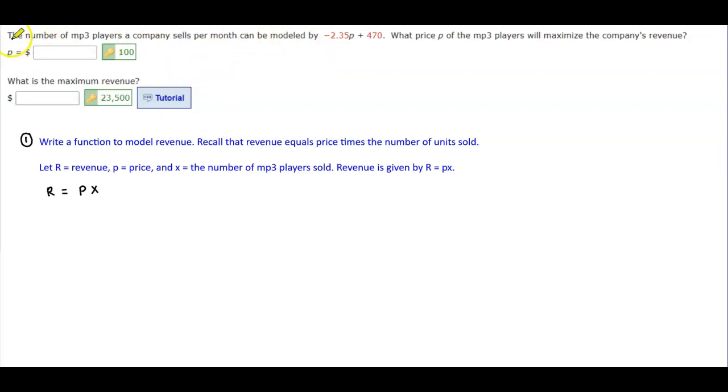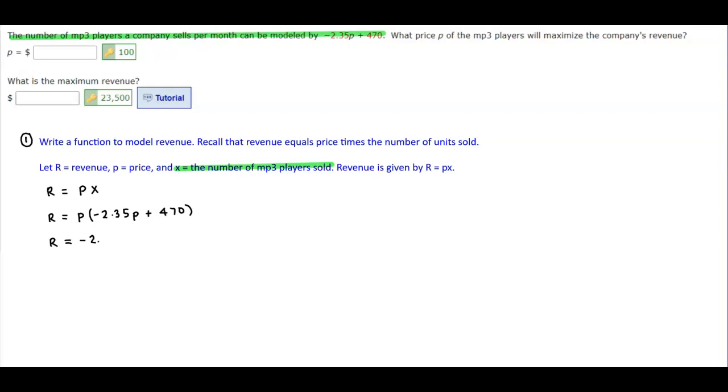The question tells us that the number of MP3 players a company sells per month can be modeled by that equation, which is negative 2.35p plus 470. That represents X, so we're going to replace X with that equation. So for step 1, we have R, which is equal to P times negative 2.35p plus 470.